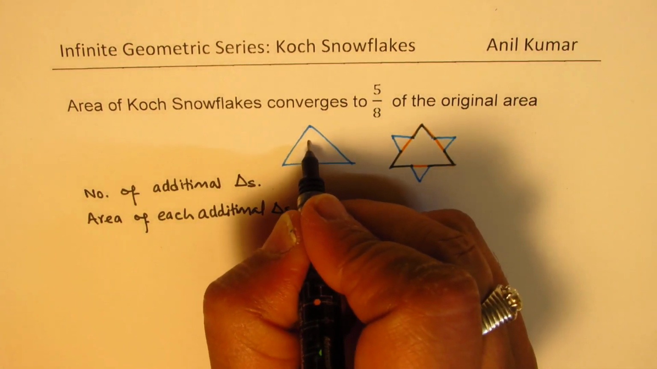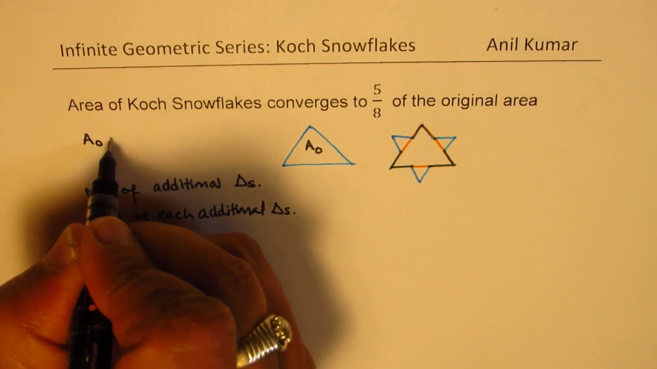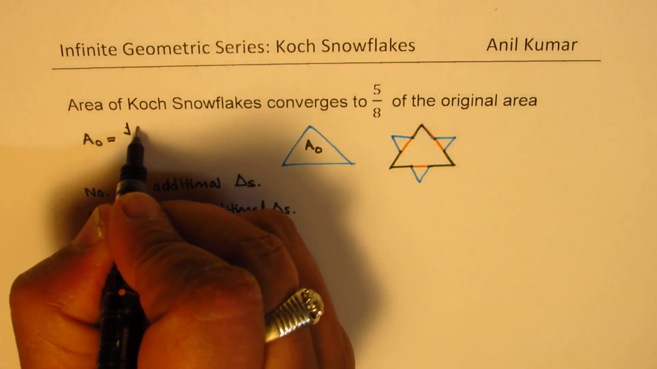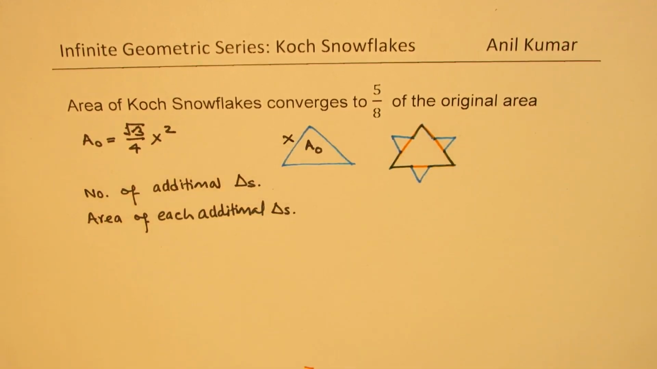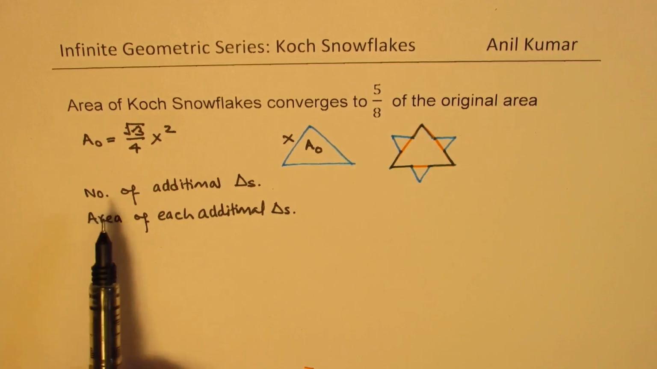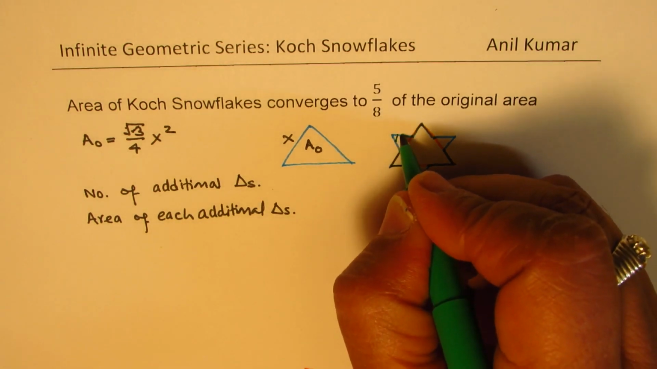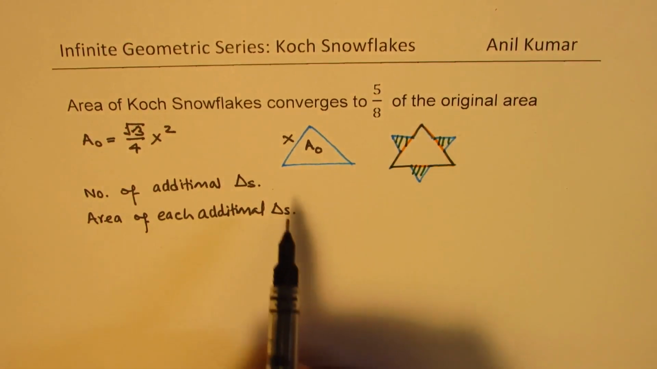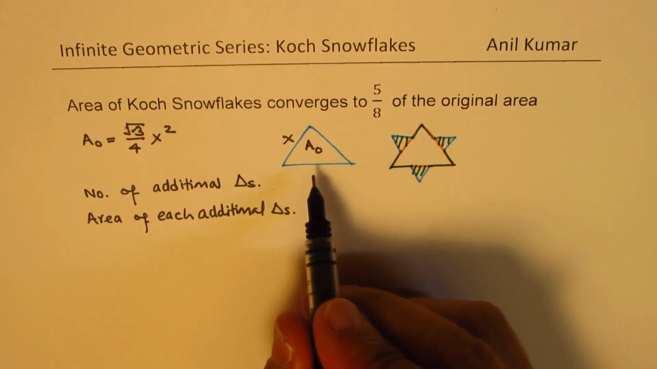We have already said that the area of the first triangle is A0, where we found that A0 is equal to the area of a triangle, which is square root 3 over 4 x square, correct? Where x is each side length, right? So we have done all that. Now let's look into the number of additional triangles. We are interested only in these additional triangles because that area is getting added up, right? You notice here that the additional triangle in this term is the first term.